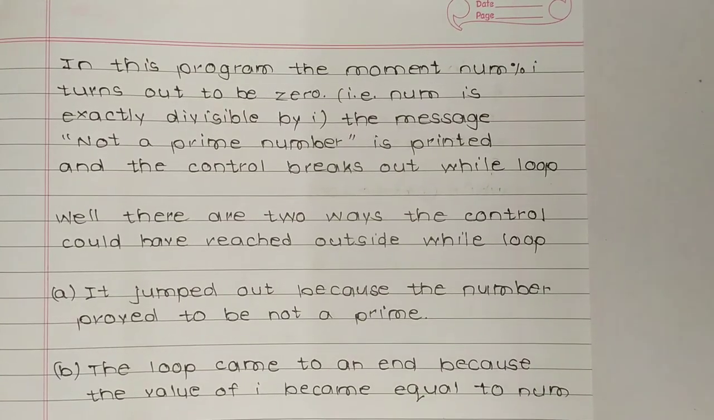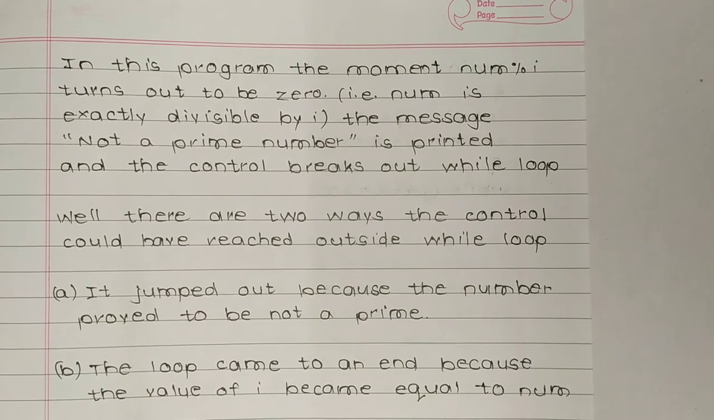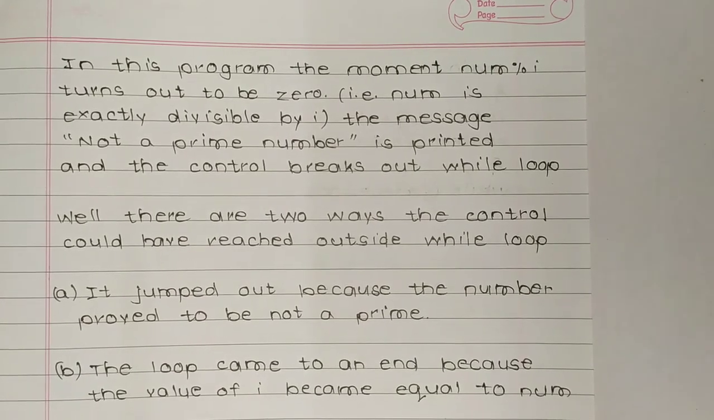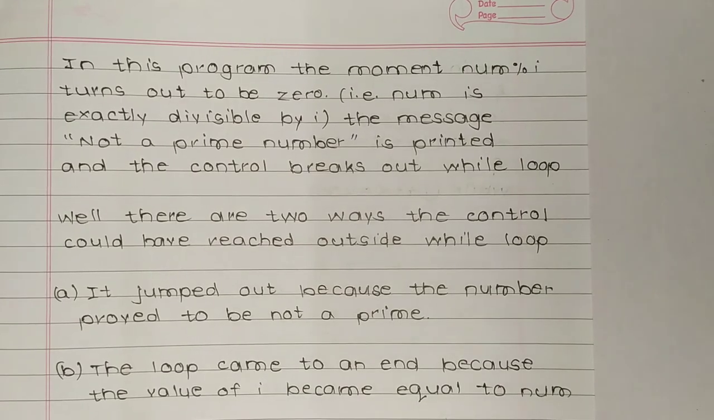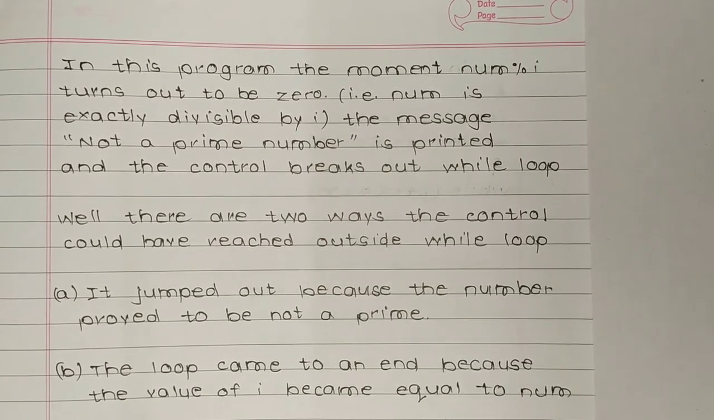In the program mentioned above, the moment num %i turns out to be 0, that is num is exactly divisible by i, the message not a prime number is printed and the control breaks out of the while loop.